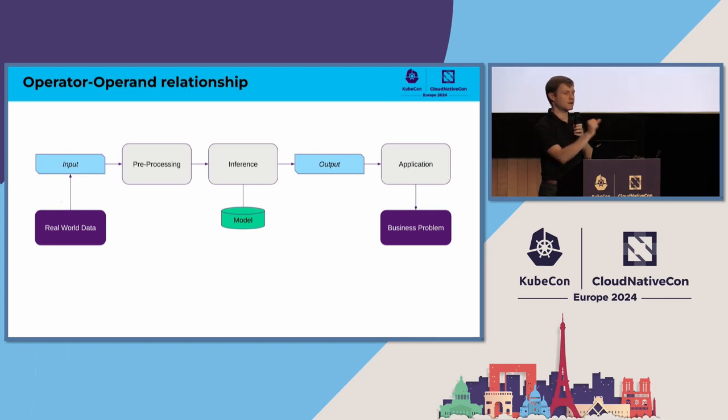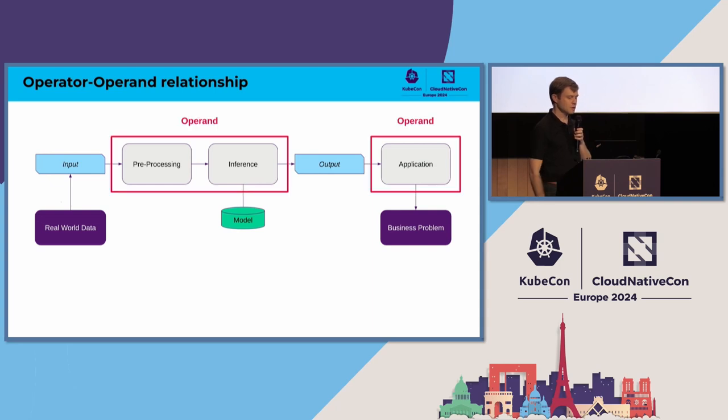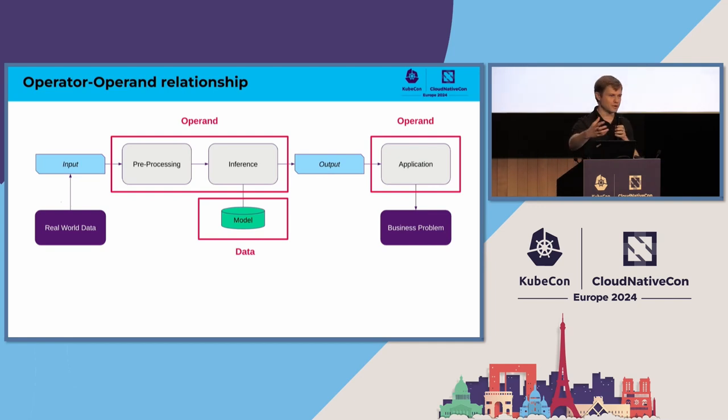Okay, where are the operands in this diagram? Right there. These are the things that you and I can operate. They're functional pieces. They're doing something. They're acting within this system. What about the model? The model is data. It's very tempting to include the model in the container image that's doing the inference, whatever that system is that you're using. We commonly do that sort of thing.